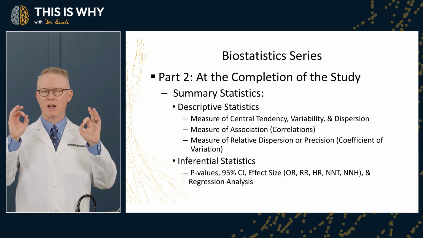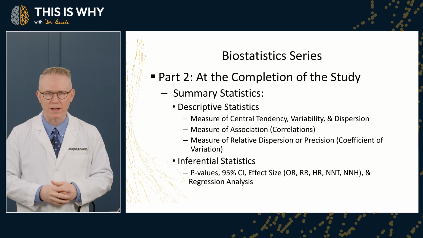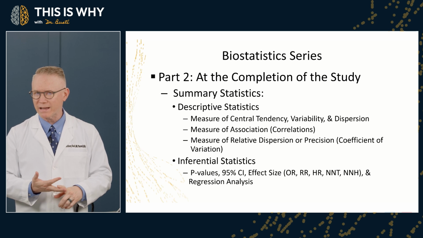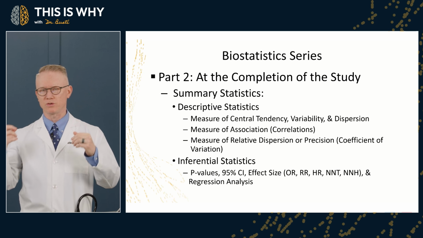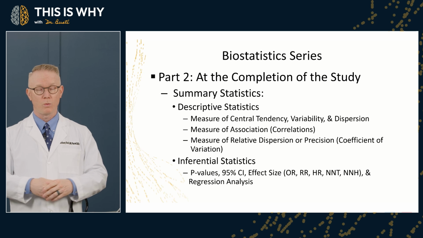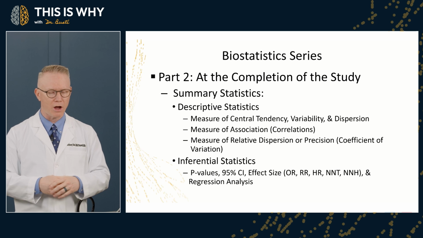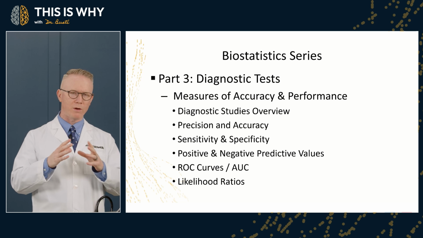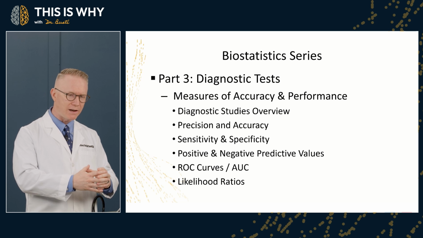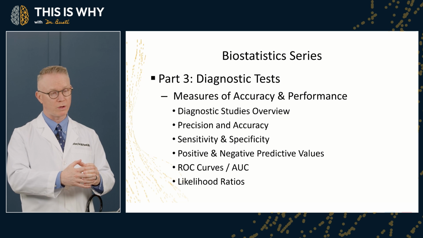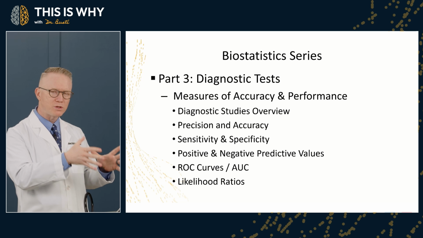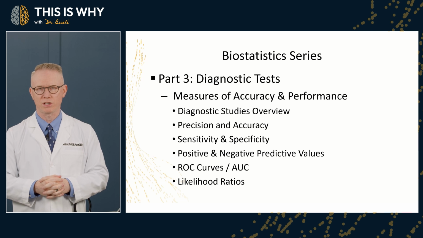Inferential statistics are those common metrics or variables that we think about: p-values, 95% confidence intervals, the effect size, things like odds ratios, relative risk, hazard ratios, number needed to treat, number needed to harm. When do I do a regression analysis? Okay, all of those things become very relevant in our ability to take the data from that kind of study and that study design, okay, which we've covered in a previous lecture if you need to review that, helps to drive some of these decision points.